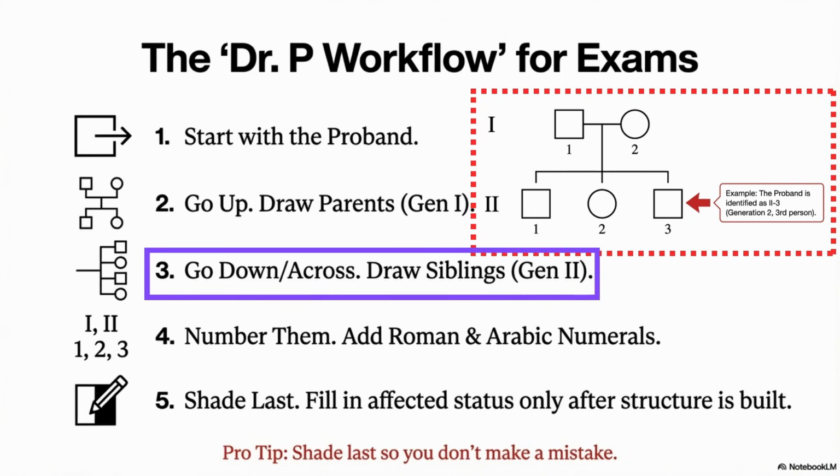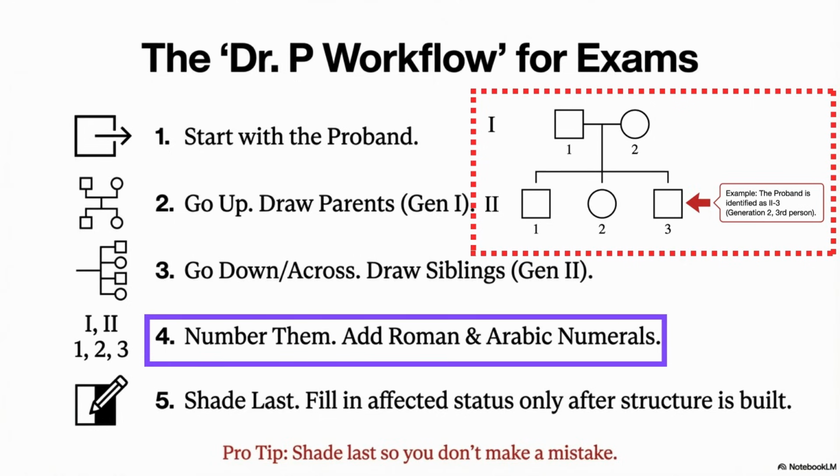Draw the proband's brothers and sisters. Label this generation 2. Number them. Number individuals from left to right in each generation using Arabic numerals like 1, 2, 3. Example, the proband might be 2, 3, generation 2, third person.